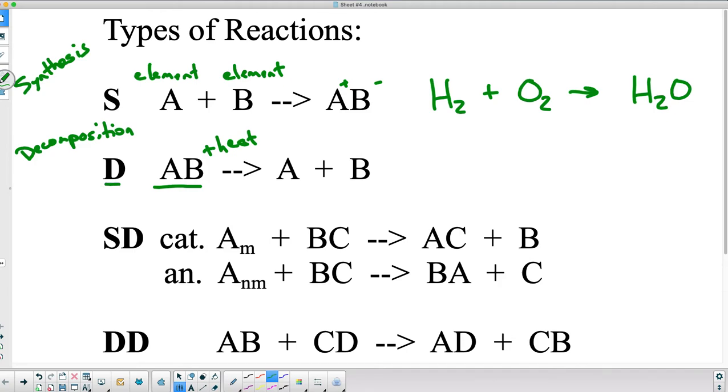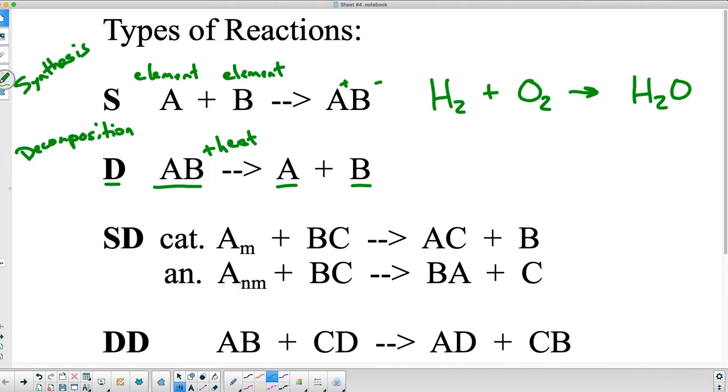And what happens for a decomposition reaction is you start off with a compound that has more than one capital letter. Okay, that's why I have A and B together. And then that yields 2 or more things. And that's what a decomposition reaction is. Now they don't have to be elements on the other side. It can be a compound and a compound. As long as it equals more than one thing, this is a decomposition reaction.